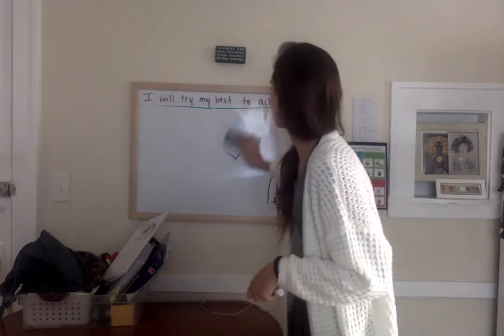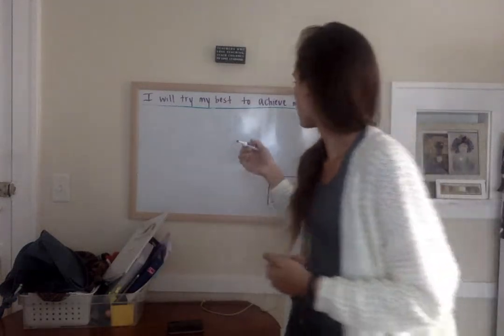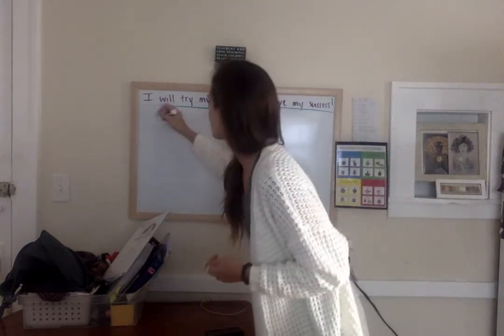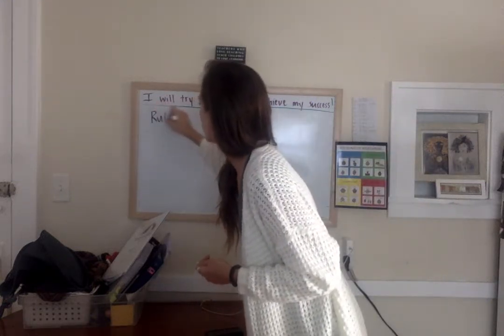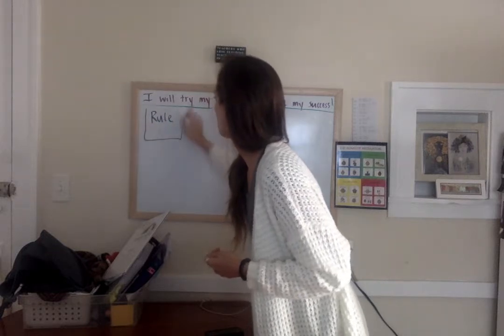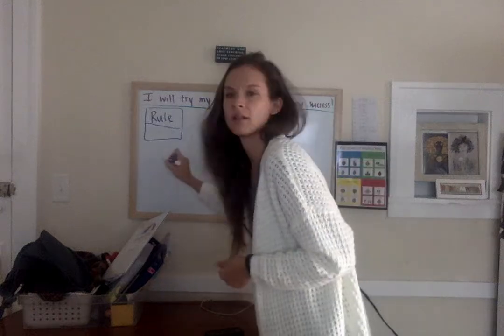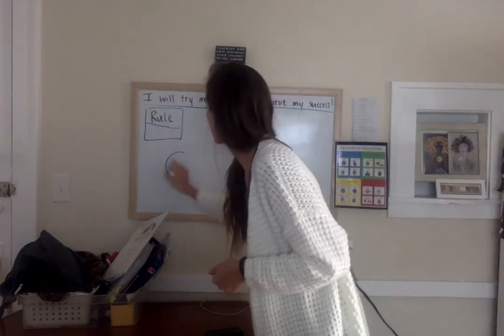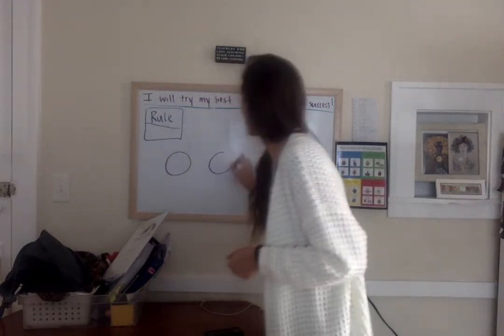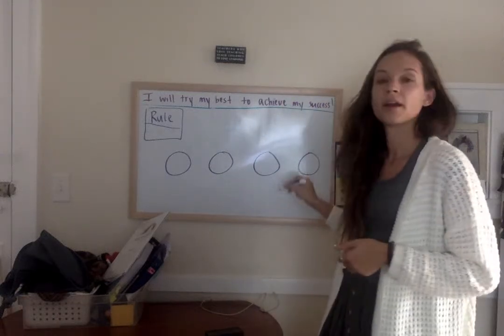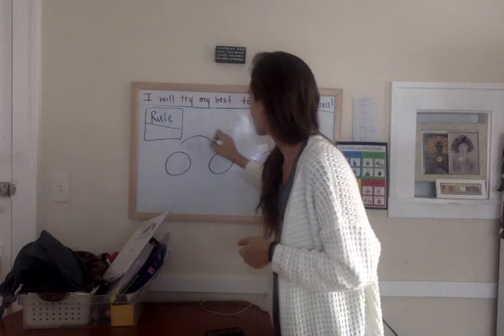All righty. We are going to do another example. So I'm going to switch this up a little bit. I'm going to put the rule box here. So we have rule. Okay, and then the frames this time are going to be circles. Let's see, we'll do 4. 1, 2, 3, 4. And our arrows are going this way.